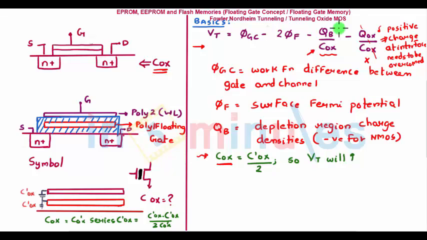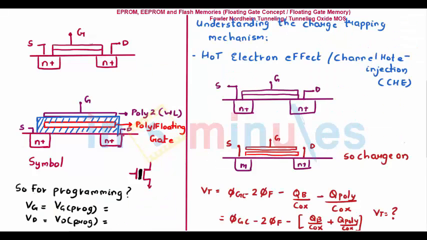But this increase in the threshold voltage is very, very small, and that would not be of much use to us, because we just discussed that we want to make the threshold voltage greater than VDD, or a very high value threshold voltage, in order to program my EEPROM. So for that, we will go back to what we have already studied, how we can store the charge on the poly gate. We will understand a concept called the hot electron effect, also known as channel hot electron injection or CHE.